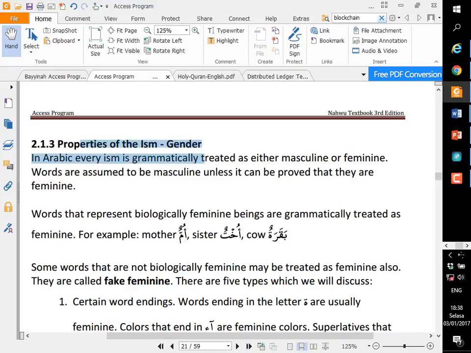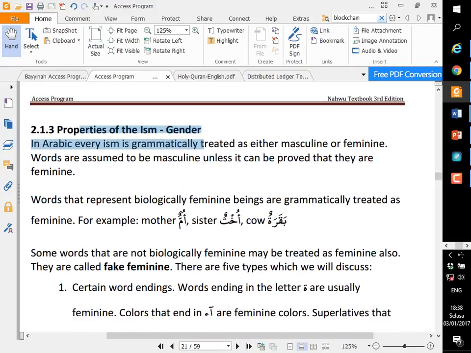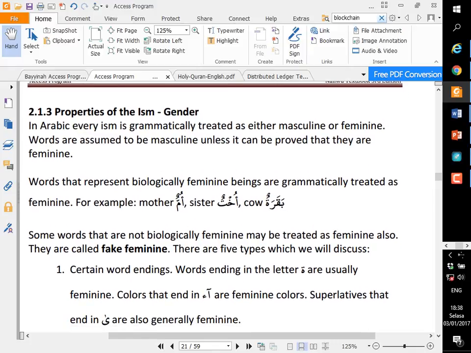And after number, you should consider gender. So we take a look at gender now. There are two kinds of feminine. All words by default are masculine unless you can prove it is feminine. Feminine has two parts: the real feminine, which means it is biologically feminine, like mother, sister. Ummun, oktun, you treat it exactly as real feminine.